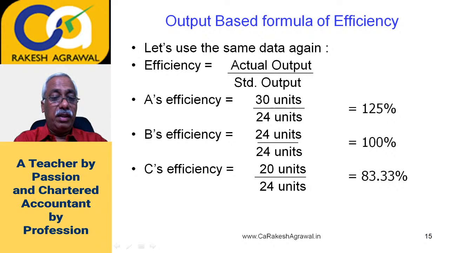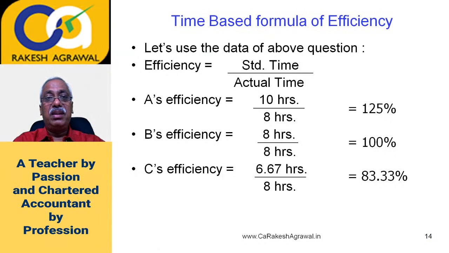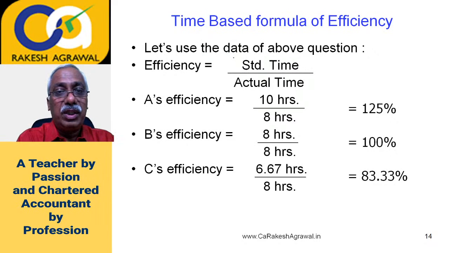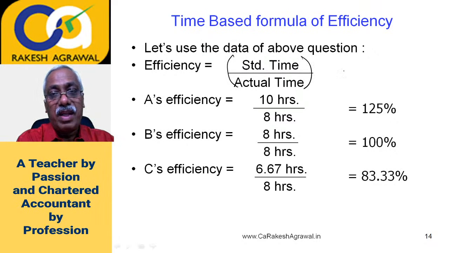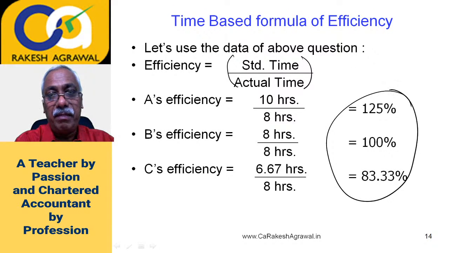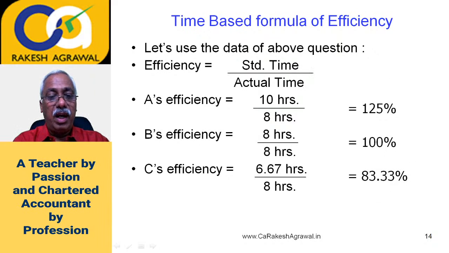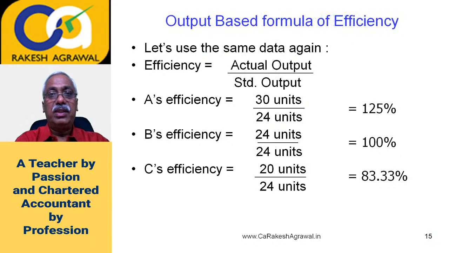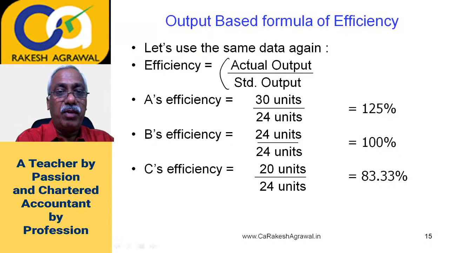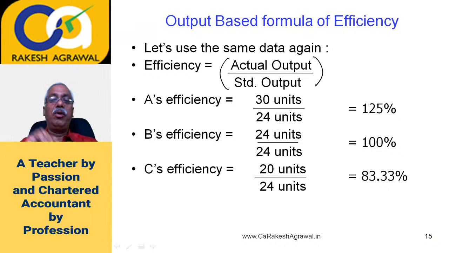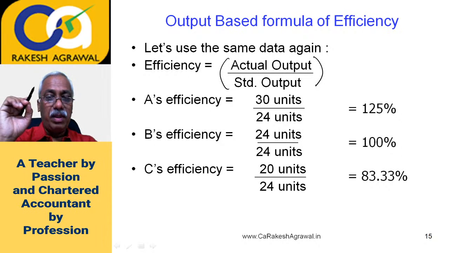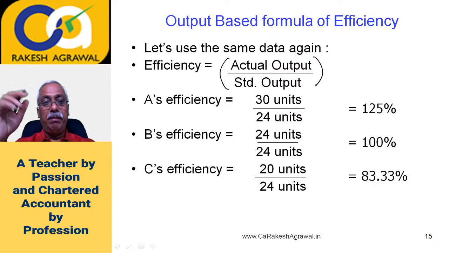Just check again. Earlier also we got the same answer. See, this was the same answer using the time rate formula. Efficiency was the same, correct? And now we have used the output based formula, actual output divided by standard output. The efficiency will remain the same, right? Both ways the answer will remain the same, but the data changes.